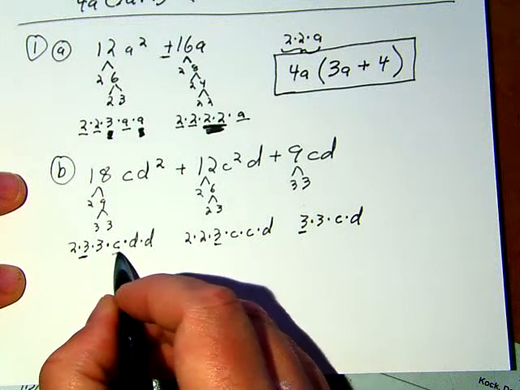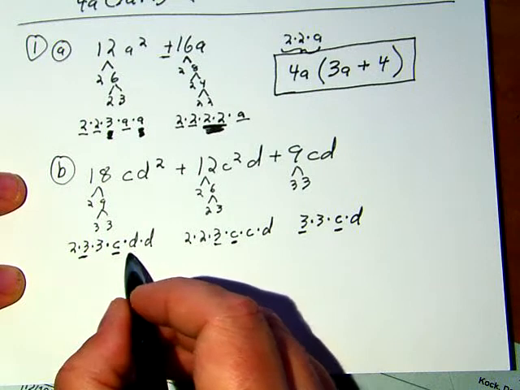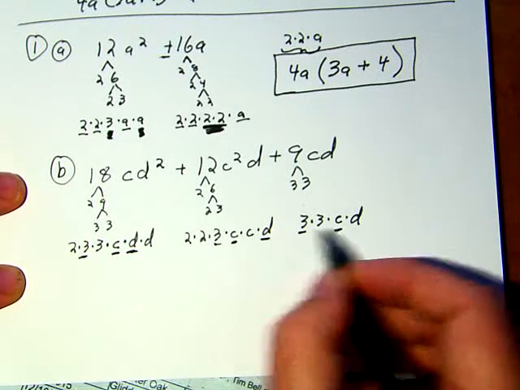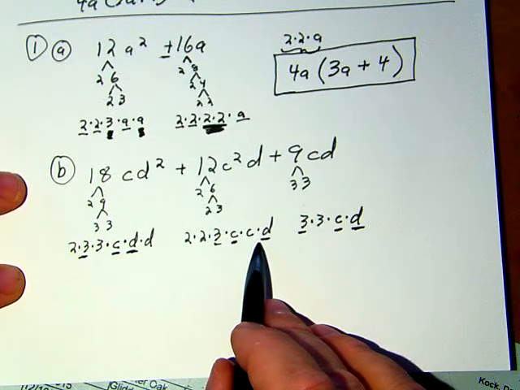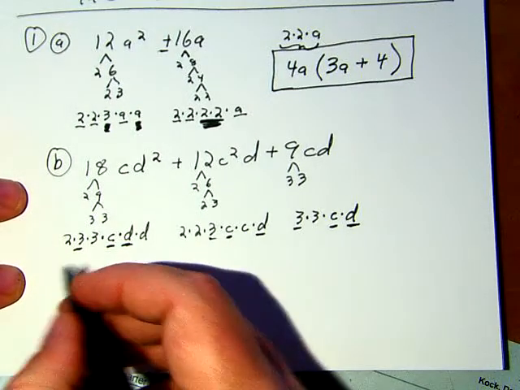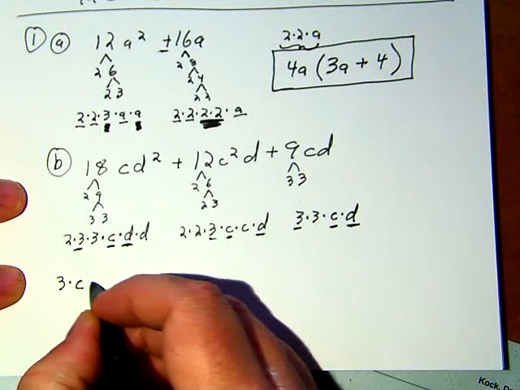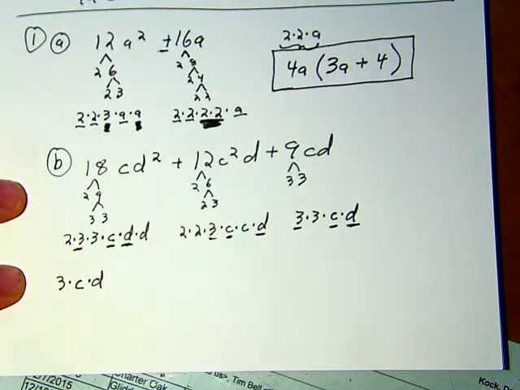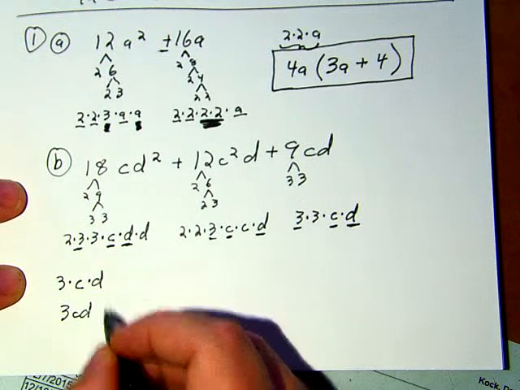How about this c? C, C, C, all right, and D, D, D. All right, well, there's no more second D here, or here, so we've now found all the common. So our common factor is 3 times C times D, or 3CD.